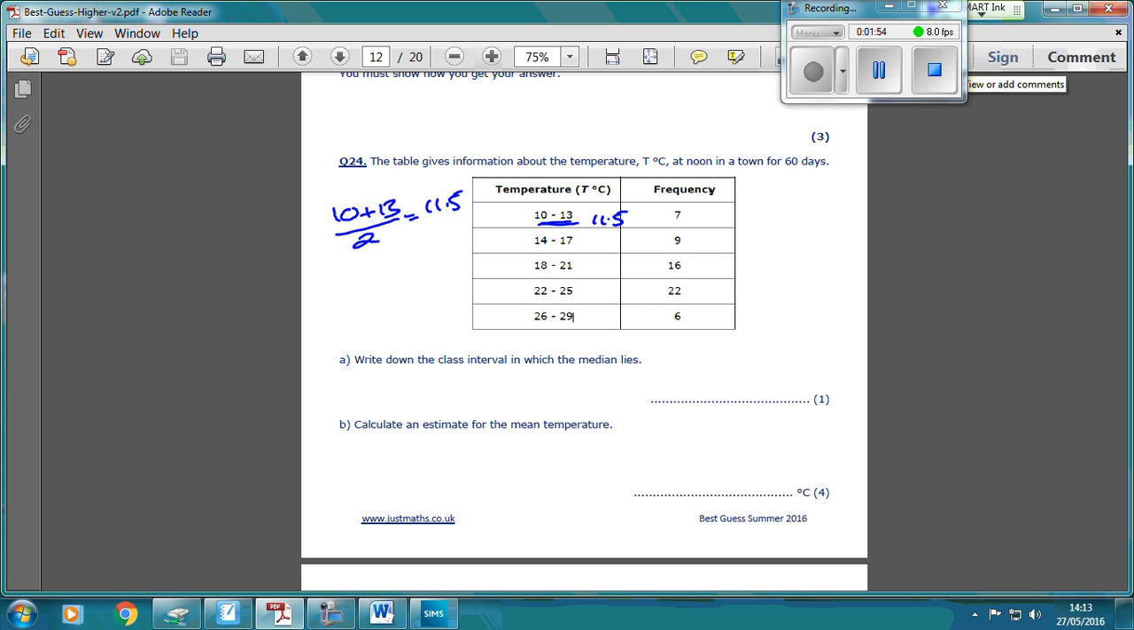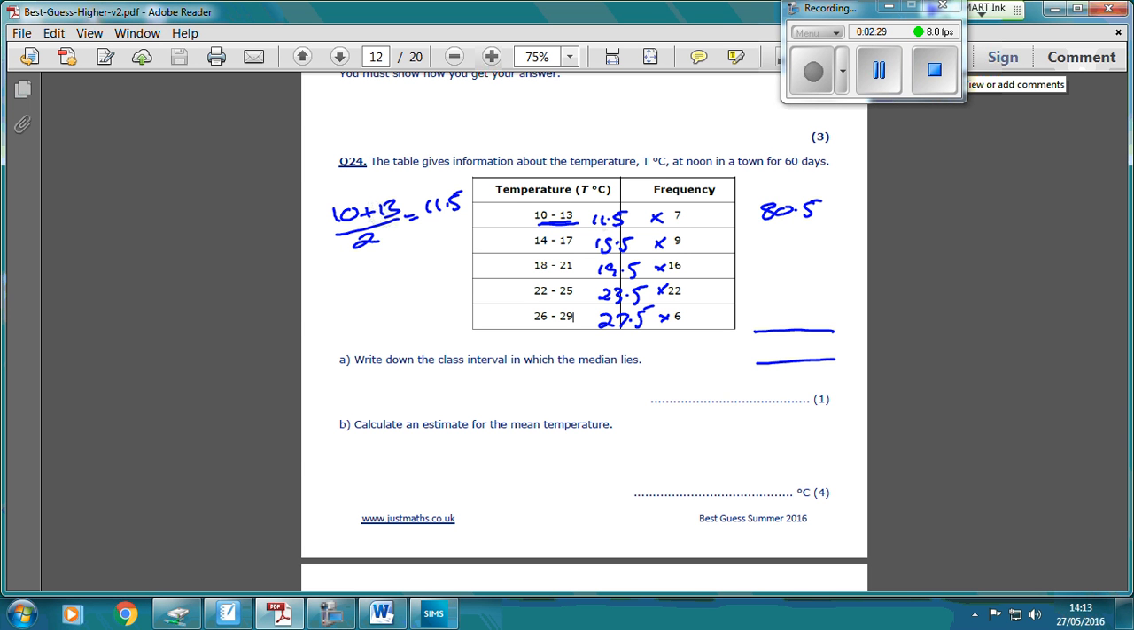So the first thing we're going to do is find the midpoint. So 11.5, 15.5, 19.5, 23.5 and 27.5. And then what we've got to do, just like we did beforehand in the last question, is multiply these together, and then we work out what all the totals are. So 11.5 times 7 gives us 80.5.